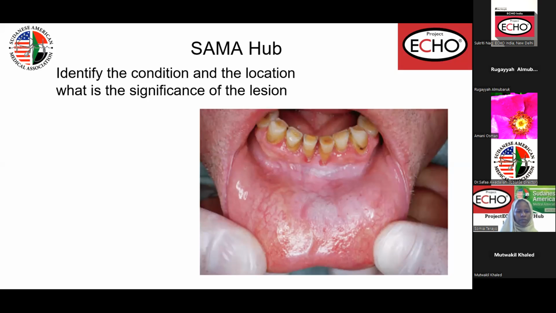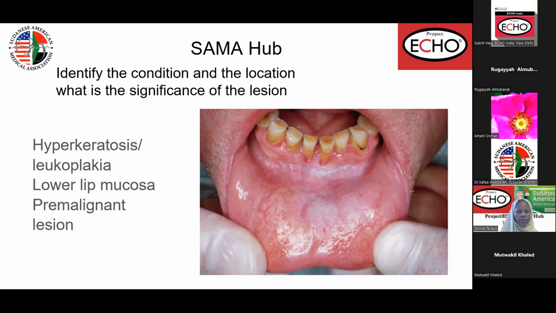This is the lesion, if you're wondering. Okay. So smokeless tobacco keratosis. Let's see if this is actually correct.